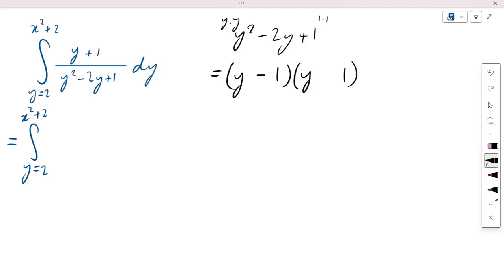And then the positive is affected by the negative, so a negative and a positive gives a negative, which gives us our next sign. And we can see that this is repeating itself. So we can write this as y minus 1 all squared, and that's what we're going to have in our denominator. So we're going to have y plus 1 divided by y minus 1 all squared dy.